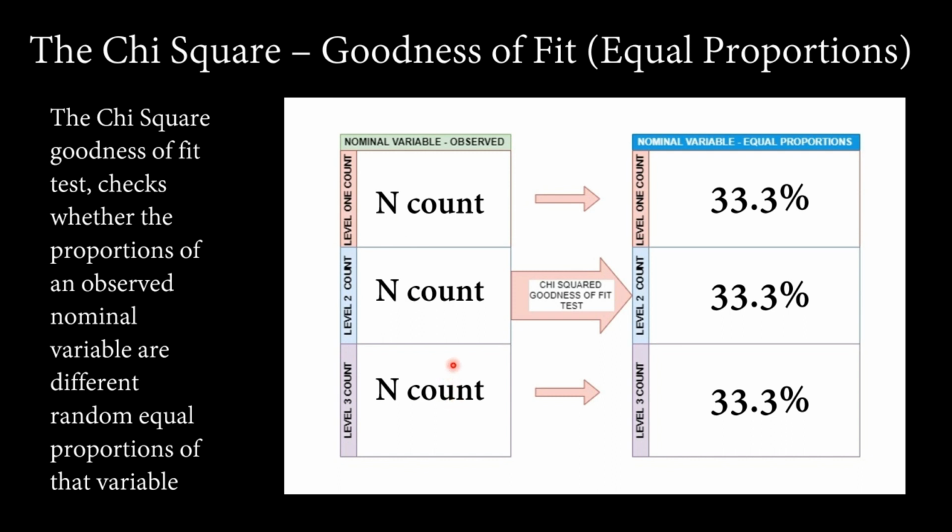The equal proportions goodness of fit test compares it to the idea that there should be equal proportions of students. There should be equal proportions of English speakers, Korean speakers, and Spanish speakers who come to the center. So basically, you're comparing an observed count to a random assumption of equality. This is useful in some cases.